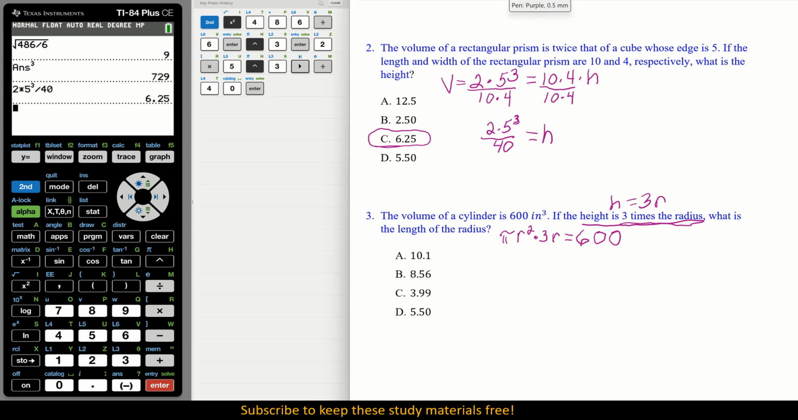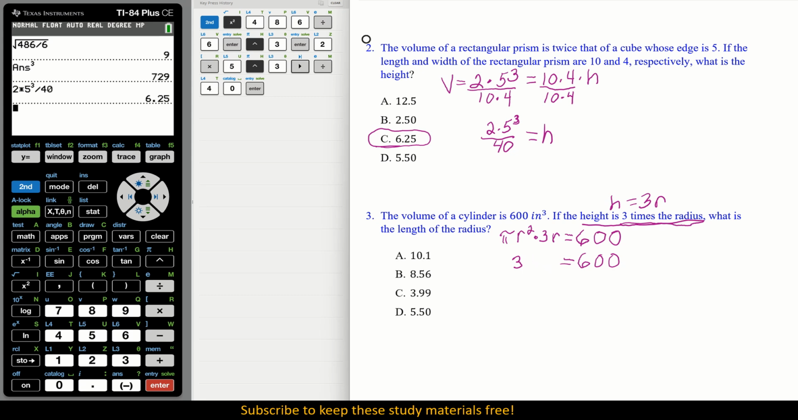Okay, so what do we really have? Let's rewrite this. We have 3r to the third. You have to multiply those, which means adding the exponents. And then we have pi hanging around. And then we have 600. Okay, but really, what are we doing? You know what? Let me rewrite this even differently.